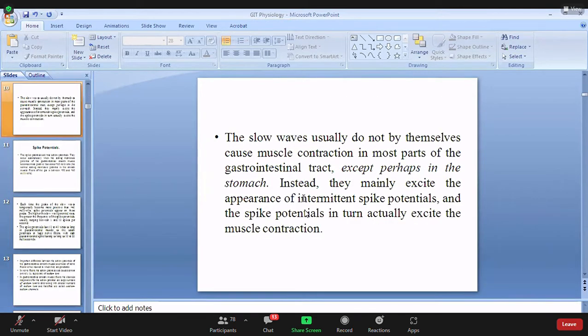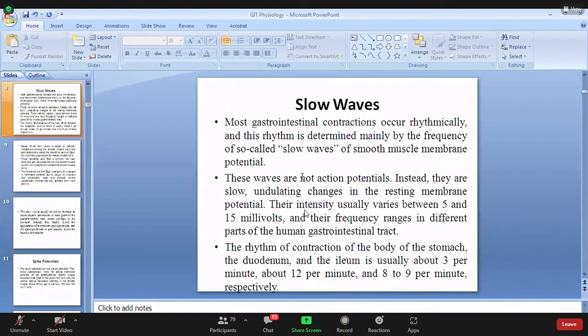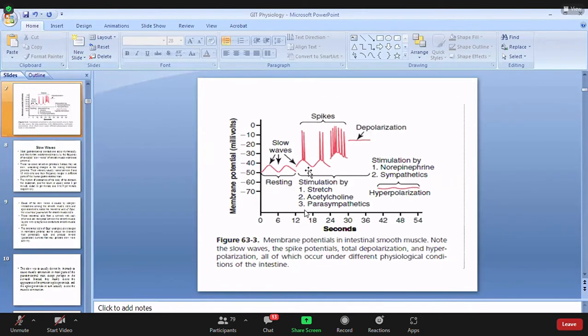And these slow waves usually do not themselves cause the muscle contraction in most parts of the GI tract. Instead, they mainly excite the appearance of intermittent spike potentials, and the spike potentials in turn excite the muscle contraction. In general terms, we have to understand that the resting membrane potential of the GI tract averages minus 56 millivolt. If we say it with range, then minus 50 to minus 60 millivolt.